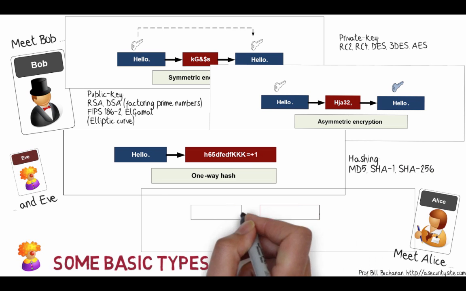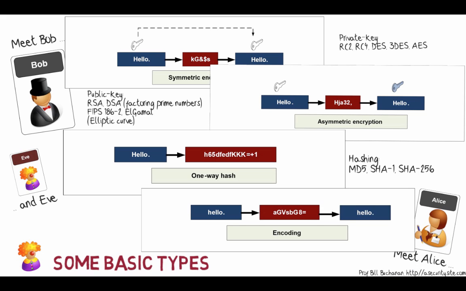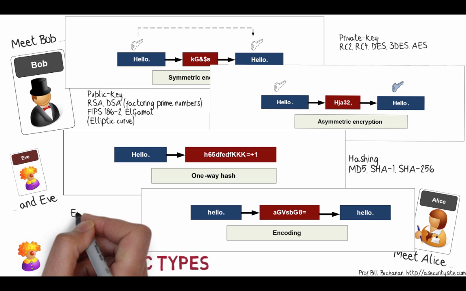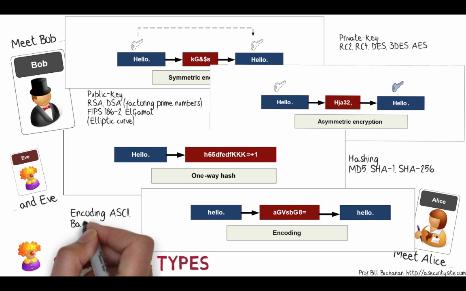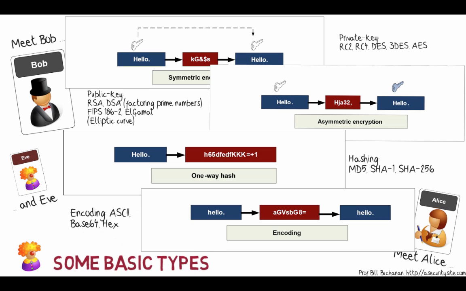And finally we have a method which really isn't encryption but is a way to encode. With this we take a message such as hello, and encode it into something like base 64, hexadecimal and so on, and that becomes our basic encoding. It's fairly easy to decode that because it's easy to know the code.